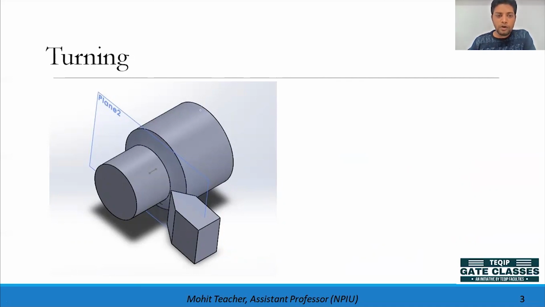First is the turning operation. Initially this was the diameter D1 and this is D2, and this is a single point cutting tool. This is nothing but the depth of cut. I am taking it straight; it is not the inclined portion but the vertical portion that is the depth of cut. If the depth of cut is not given but the initial and final diameters are given, you can calculate it: depth of cut equals (D1 minus D2) by 2.